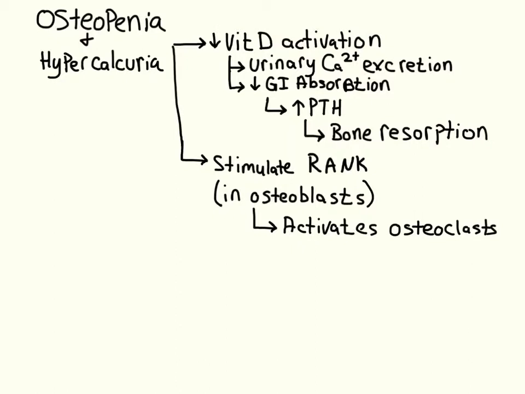With the decreased activation, you get urinary calcium excretion and decreased GI absorption. With that, you'll induce an increase in PTH, and PTH will cause bone resorption. Also, cortisol can stimulate the production of RANK or RANKL in osteoblasts, and these osteoblasts will secrete that, which will activate osteoclasts. You can have a decrease in menses with both Cushing and Addison's disease.